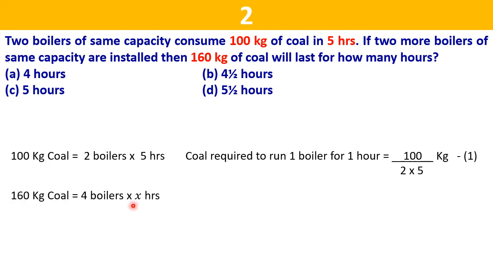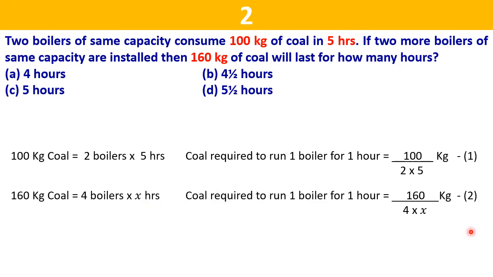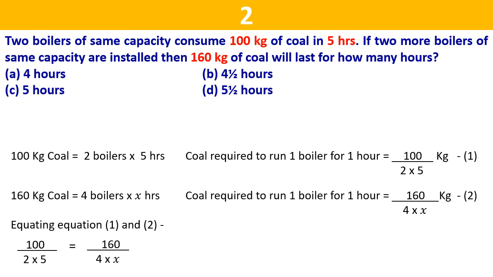In a similar fashion, the second equation can be written as coal required to run 1 boiler for 1 hour equal to 160 divided by 4 into x. As the left hand side of both the equation is same, we can equate their right hand sides. So after equating equation 1 and 2 like this, we can determine the value of x, which will come out to be 4 hours. Option A.